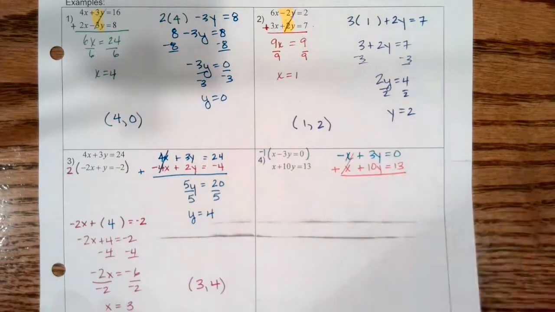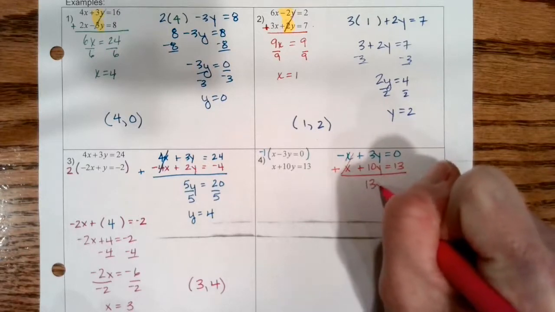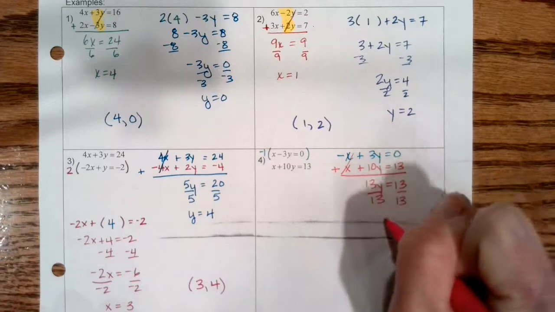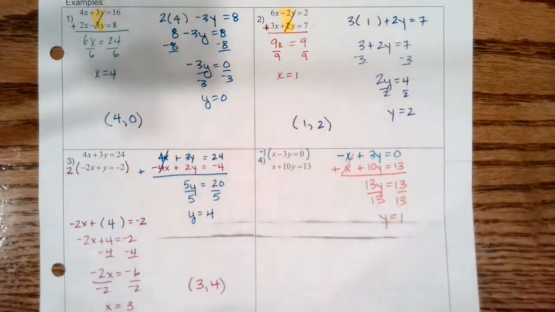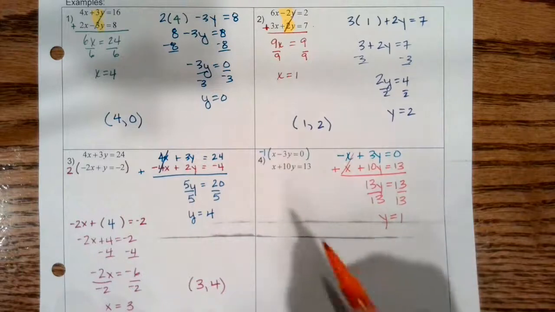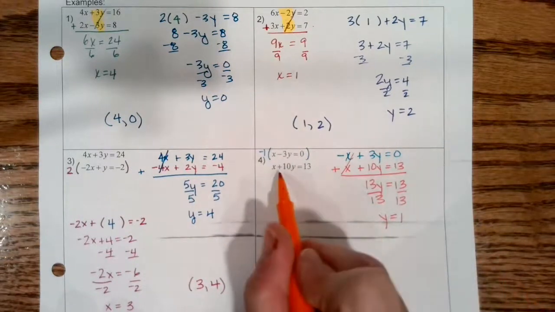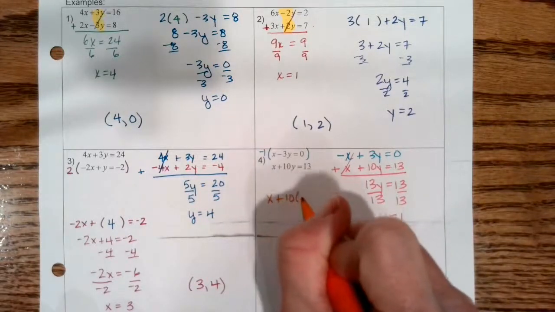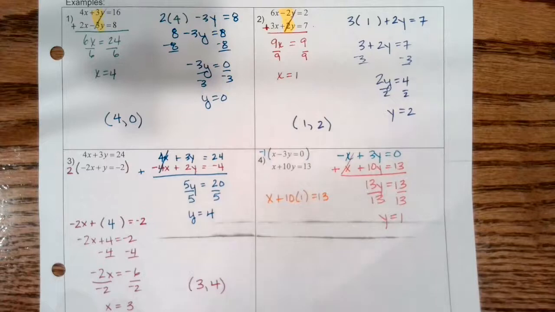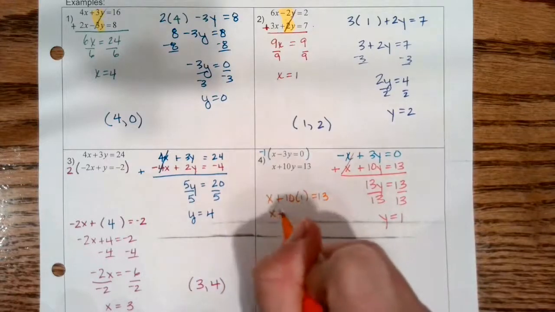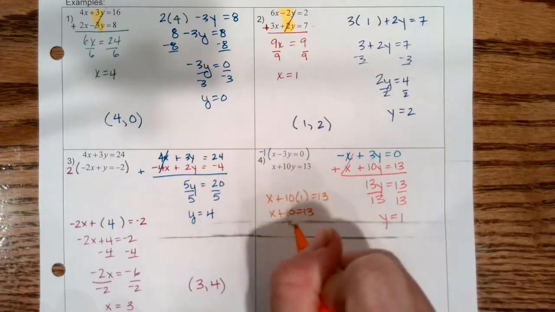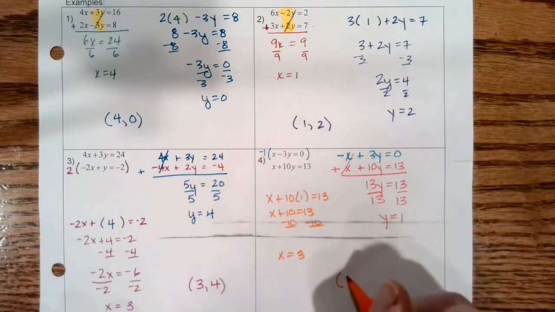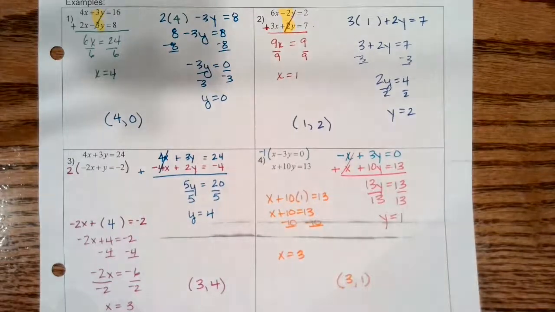Here's my 0 pair. 13y's is equal to 13. Divide by 13. Divide by 13. Y is equal to 1. You can choose either equation. I'll choose this one. So my x value plus 10 times my y value is 13. X plus 10 is equal to 13. Minus 10, minus 10. X is equal to 3. Therefore, over 3 up 1 is the solution.